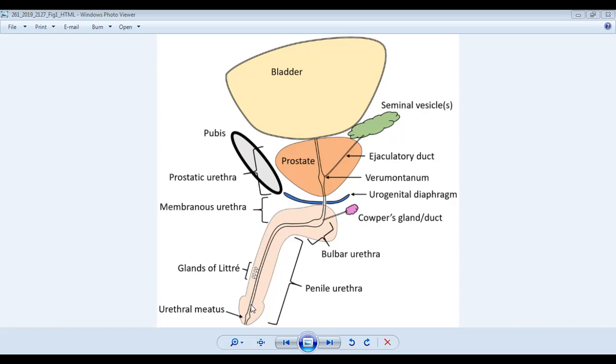The last part is called the penile urethra. The covering epithelium changes along the pathway through the urethra, from transitional epithelium in the prostatic urethra to stratified squamous epithelium at the end, near the meatus, and in the middle the epithelium is columnar.